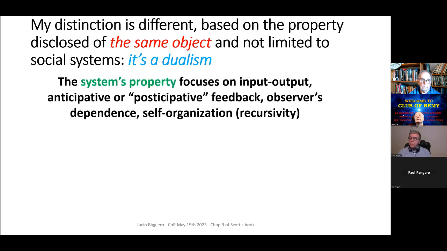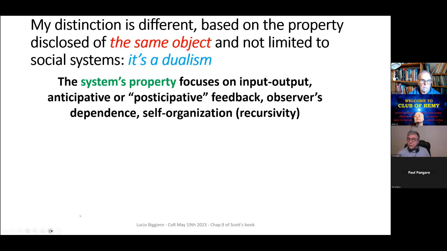In the case of a system, you can speak of systems properties. And systems properties, traditionally in system science, in cybernetics, are dealing with what? They are dealing with input-output relationships, anticipative feedback or posticipative feedback, observer dependence, self-organization. These are typical classical issues in cybernetics. And typically, it is an aggregate view of the system.